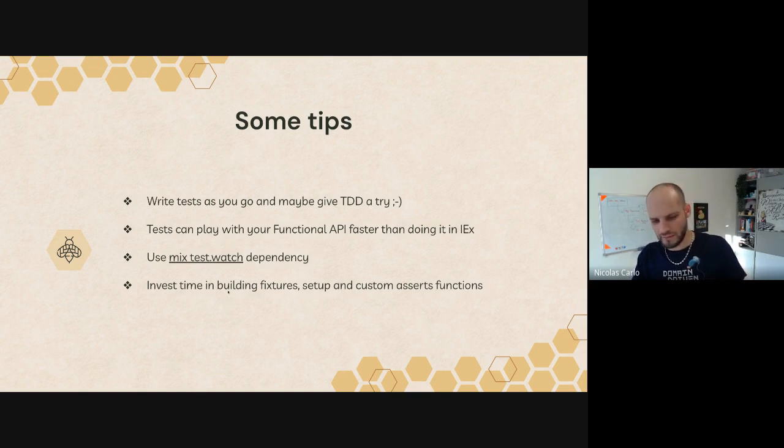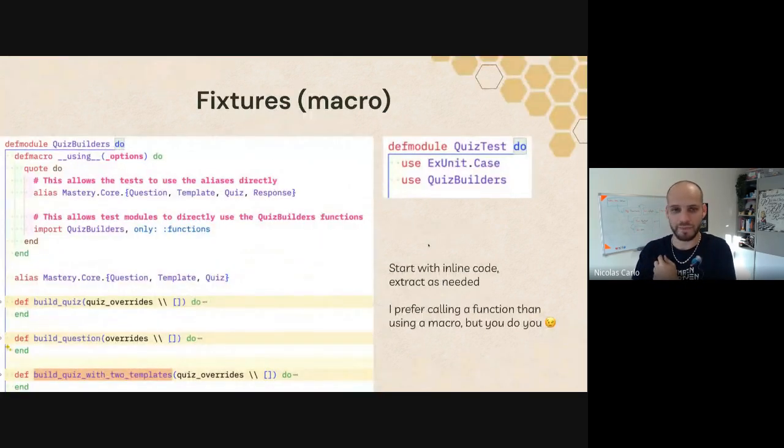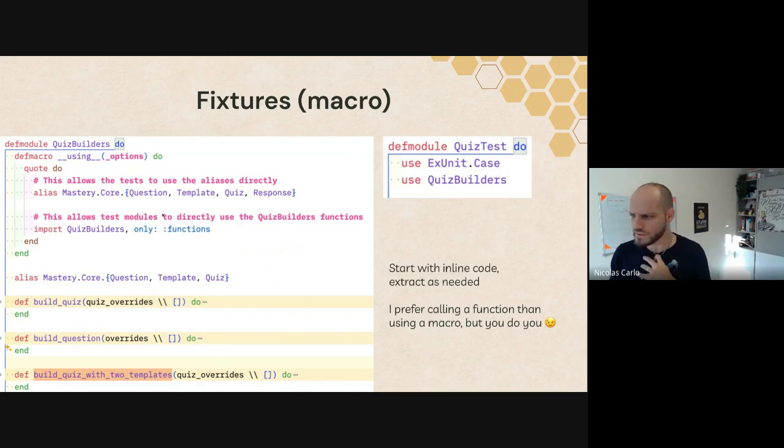And here I'm just going to talk about investing a little bit of time to make your life easier when you write tests. So first, fixtures. We do that in the book. We actually are using a macro to do it, which is fine. So you have the example here. You define a macro, quiz builders, that you will use in any of your tests.